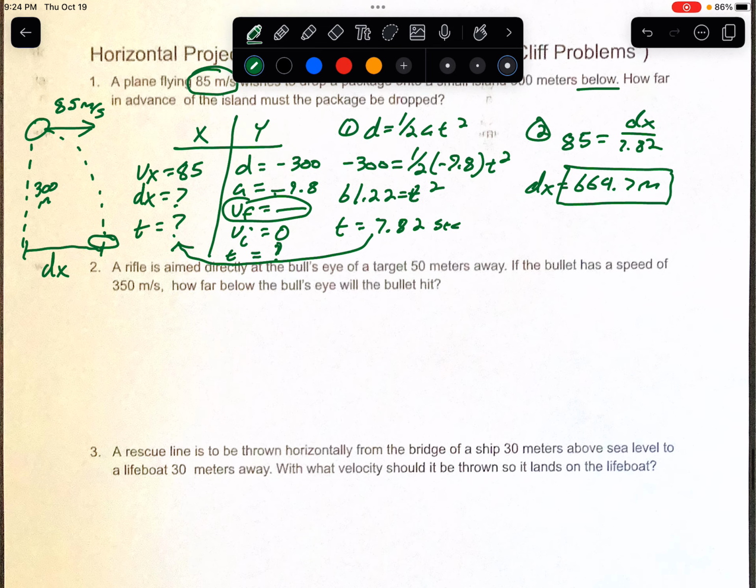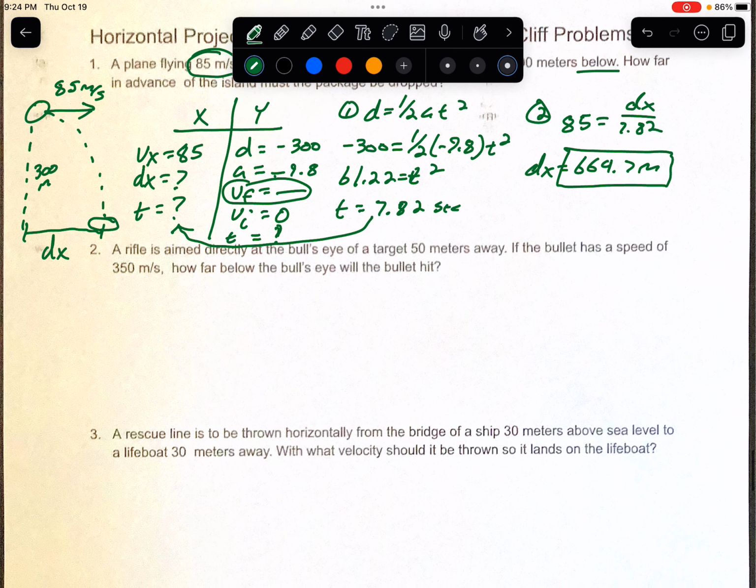So, number 2: a rifle is aimed directly at the bullseye of a target that is 50 meters away. Okay, so we've got a bullet that is heading horizontally, and it's going to try to hit a target over here that is 50 meters away. So I just told you your horizontal distance, and it's going at a speed of 350 meters per second. How far below the eye will the bullet hit? So that means it's going to drop. What we want to know is that vertical distance, in order to see how far it dropped.